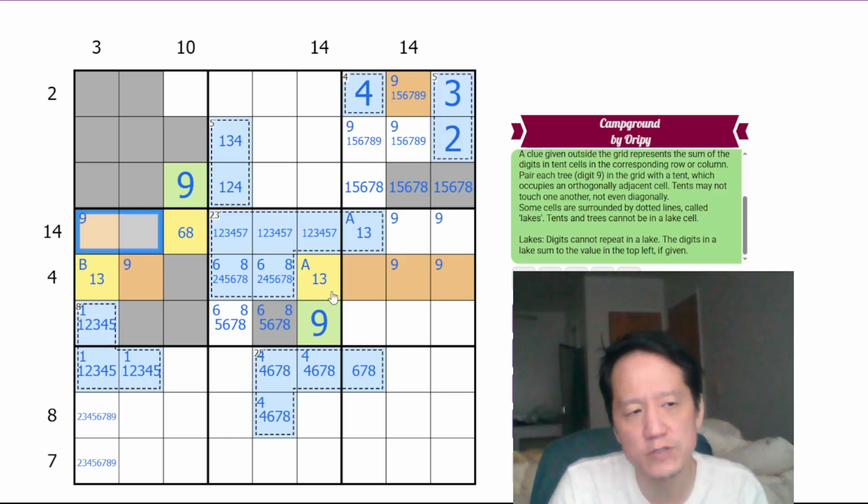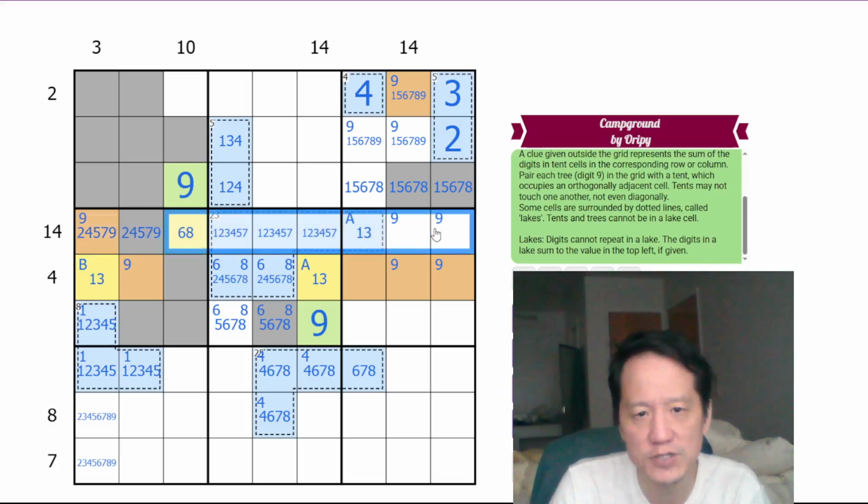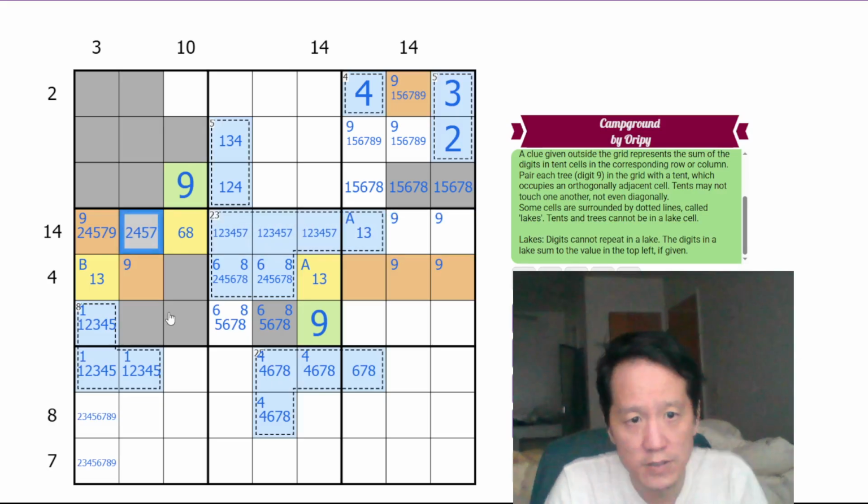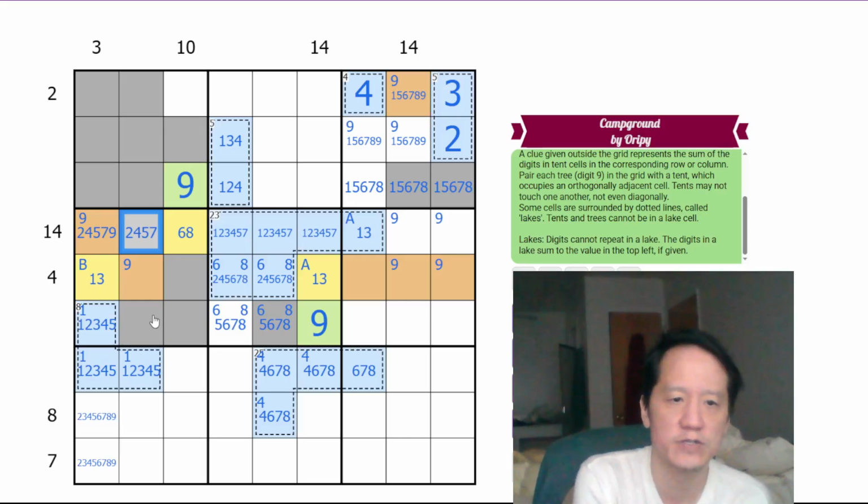So then we have what? 2, 4, 5, 7, and 9. Because we can't have 6, 8 because one of the 6 or 8s is here. And both 1, 3s are here. This can't be 9. So it's 2, 4, 5, 7. It's a possibility there.